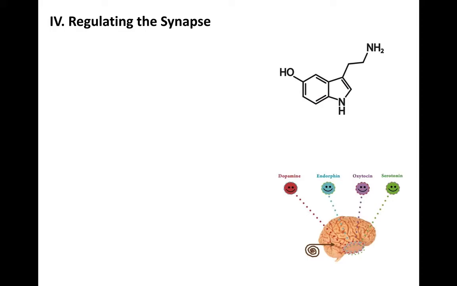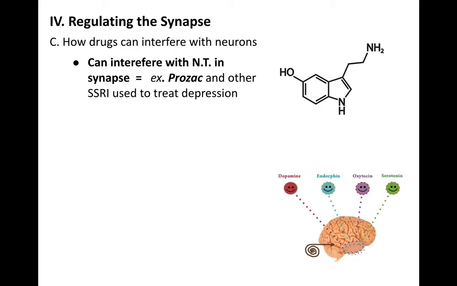Okay, so it turns out that a lot of conventional pharmaceuticals interfere with the synapse and interfere with the neurotransmitters at the synapse. One example is that you can prevent the removal of a neurotransmitter to strengthen the neurotransmitter signal. Prozac is a classic example of that. Prozac is just a kind of SSRI. SSRI is a very common medication used in depression.